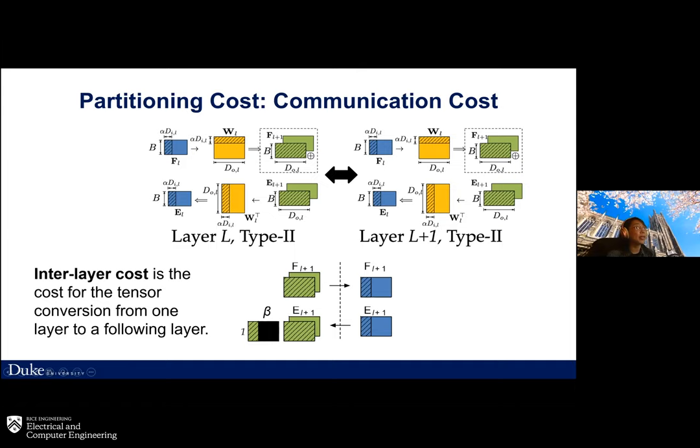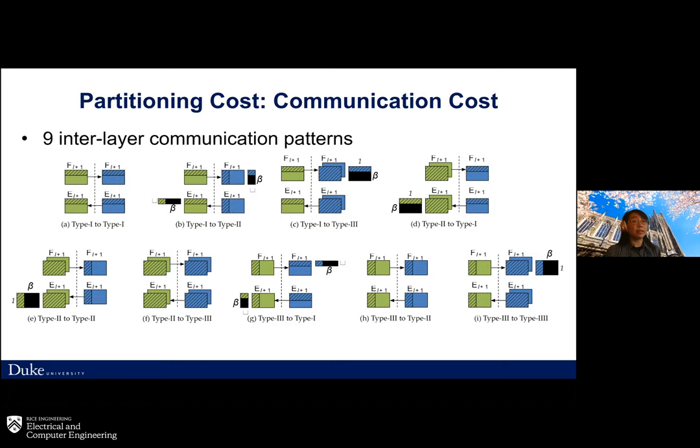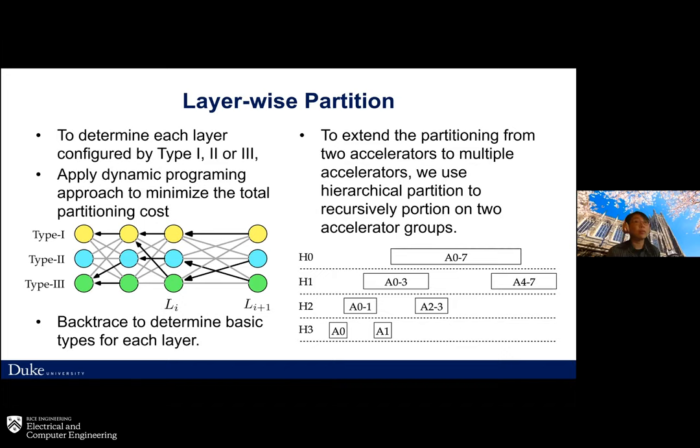We analyze this in different types of combinations. Because we have three partition possibilities, for any two adjacent layers with arbitrary combinations there are nine possibilities. So we actually analyze all of them, and further on, we include intra-layer communication cost and also computation cost. The purpose of all this analysis is to determine, per layer, what partition shall be taken.